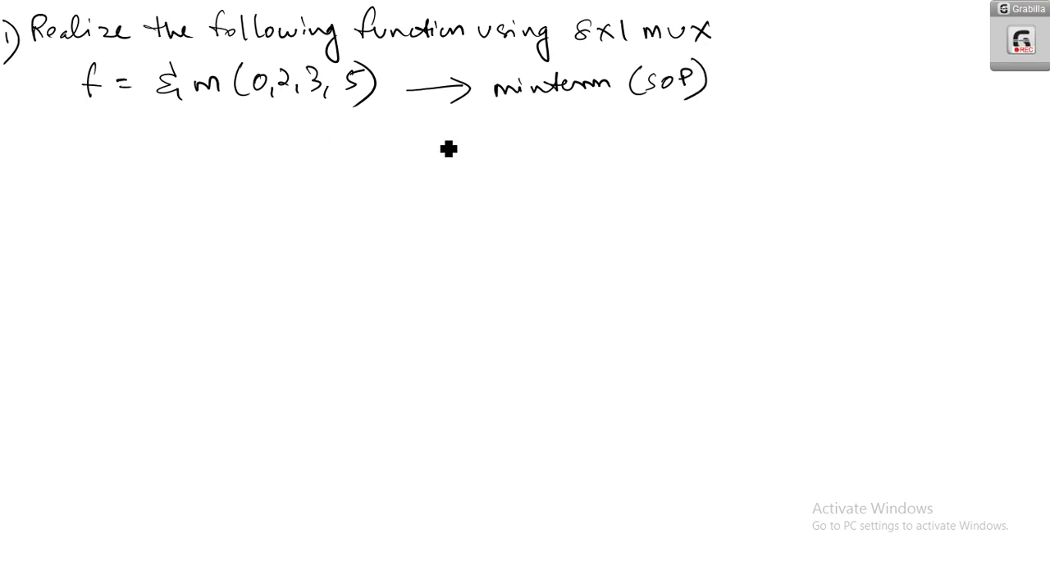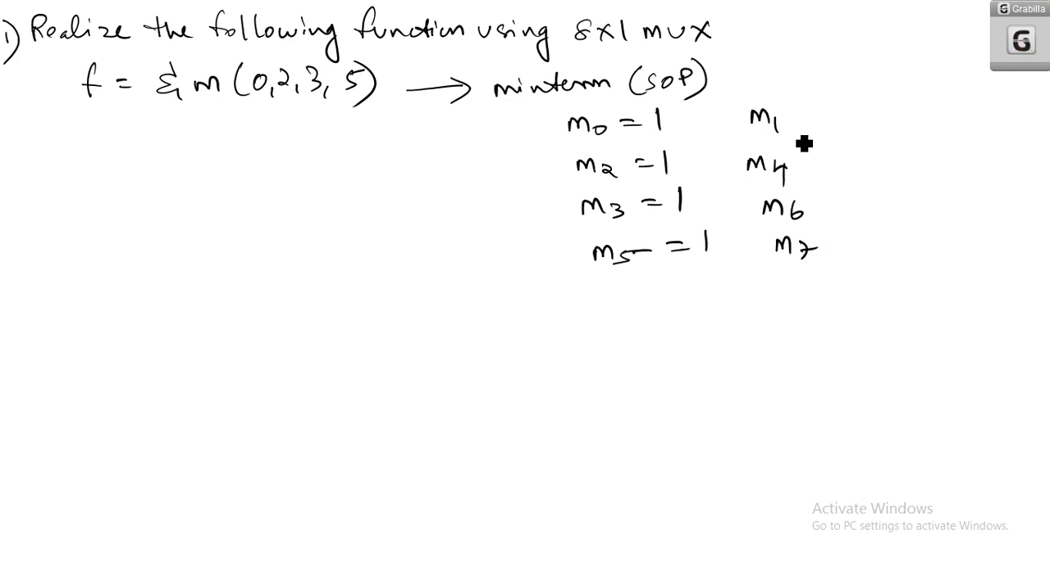So here what you can see is that m0 is equal to 1, m2 is equal to 1, m3 is equal to 1, as well as m5 is equal to 1. All other terms become 0. That is m1, m4, m6 and m7. These four terms are 0.